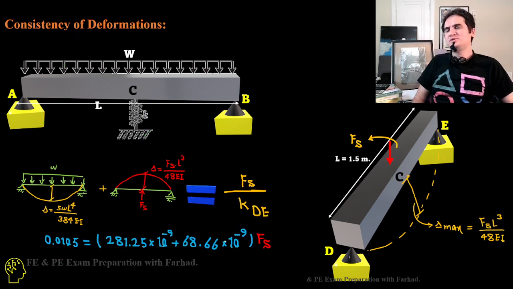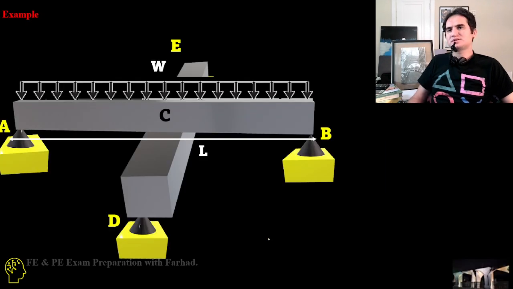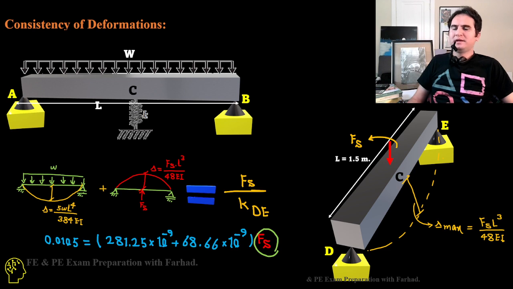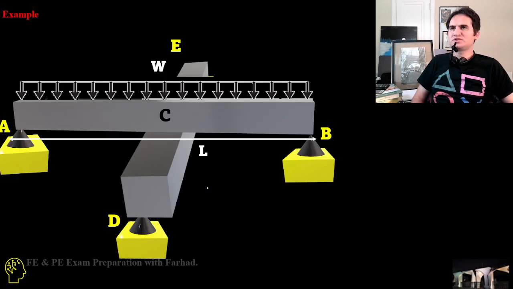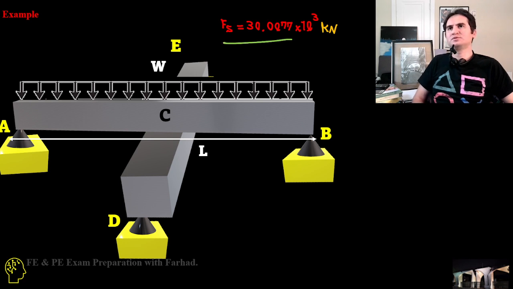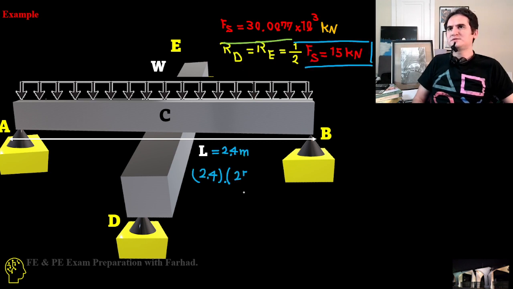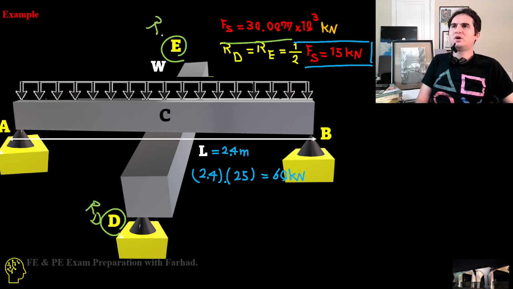If you replace the numeric values and solve the equation for Fs, it gives you the amount of Fs. If you do the math, it gives you Fs equal to 30 kilonewton, and due to symmetry, since the Fs of the spring applies to the below section, Rd is equal to Re, and each of them is 15 kilonewton.